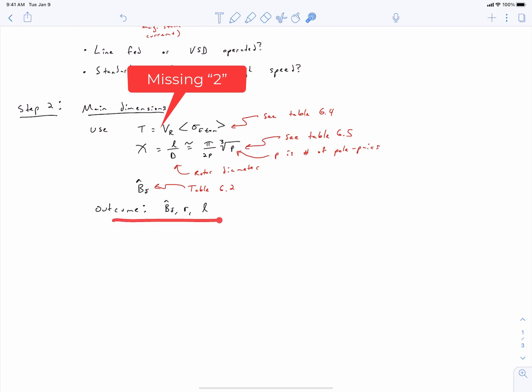And finally, the outcome of this design step is that you've got a magnetic loading that you just select from table 6.2. You've got the radius of your rotor and the length of the rotor. So in other words, you know the volume of your rotor and its aspect ratio.